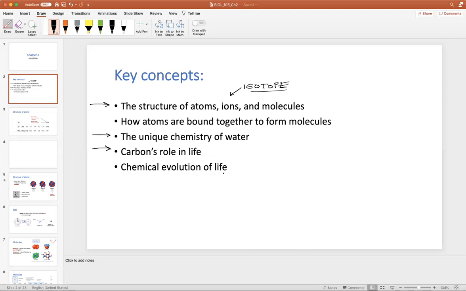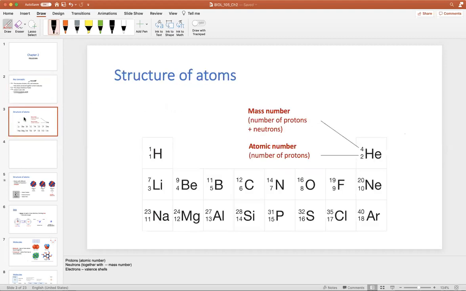And then we'll finish out by talking about how chemistry might have led to the evolution of life. Last time we talked about where the first cells might have come from. Well, we're going to talk a little bit about where some of the chemical components of those first cells might have come from. All right, so let's talk a little bit about atoms.